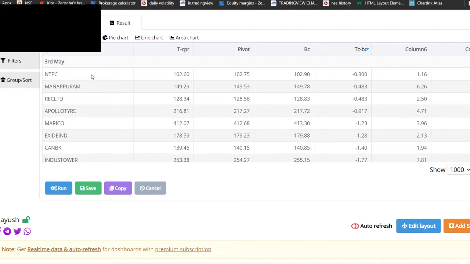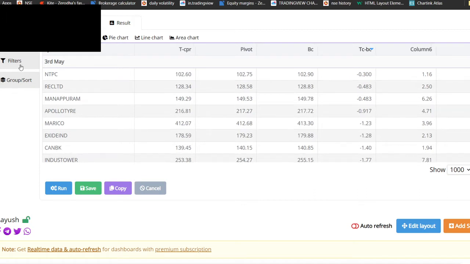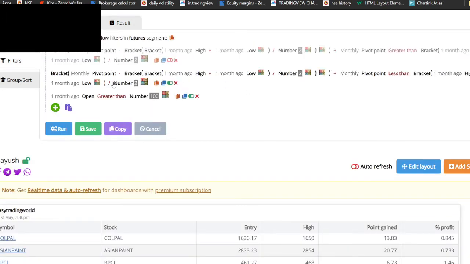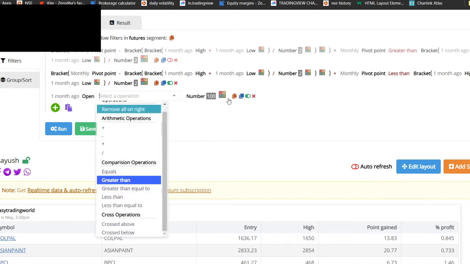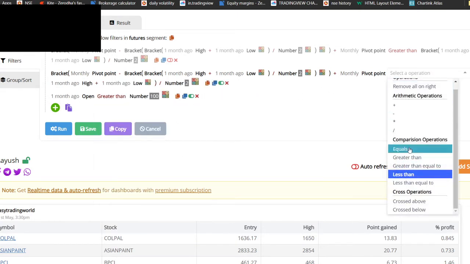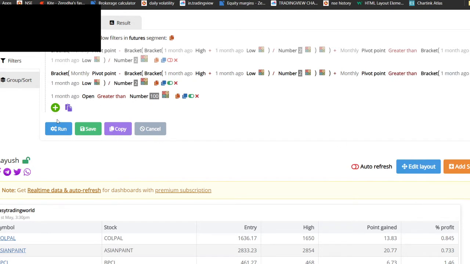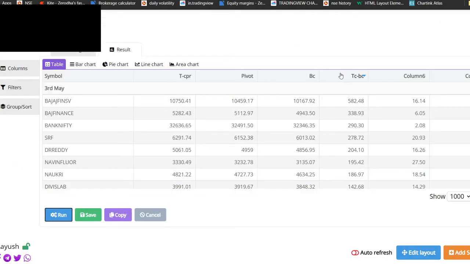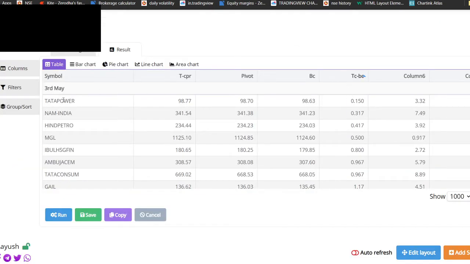We will choose the first four or five with a narrow CPR. How can we see whether this is a narrow CPR or not? See, TC minus BC here is 0.300, 0.483, 0.483, very small. So we will pick it out. On the positive side also we have to pick some stocks. You can see greater than, we will make it less than, or greater than, then we will have some positives also. See, Tata Power, Nam India, Hind Petro. I'm copying these three.